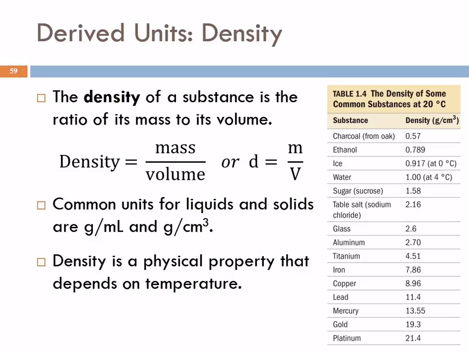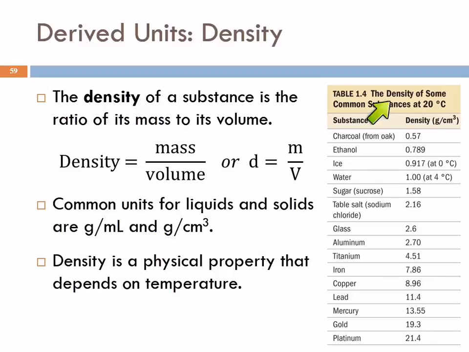Density is another derived unit. It's the ratio of mass to volume. We can write an equation for that. Density equals mass over volume, or D equals M over V. Common units for liquids and solids: for liquids, grams per milliliter. For solids, gram per cubic centimeter.